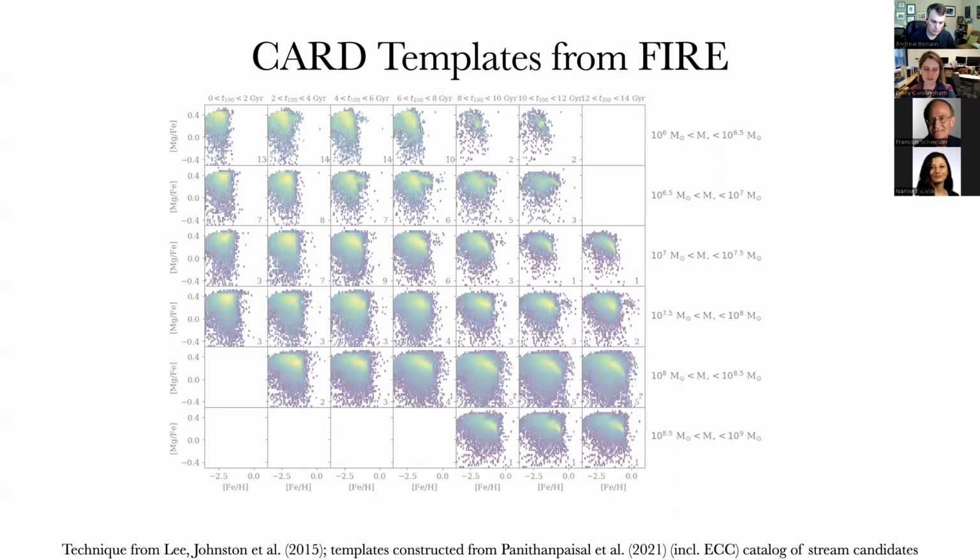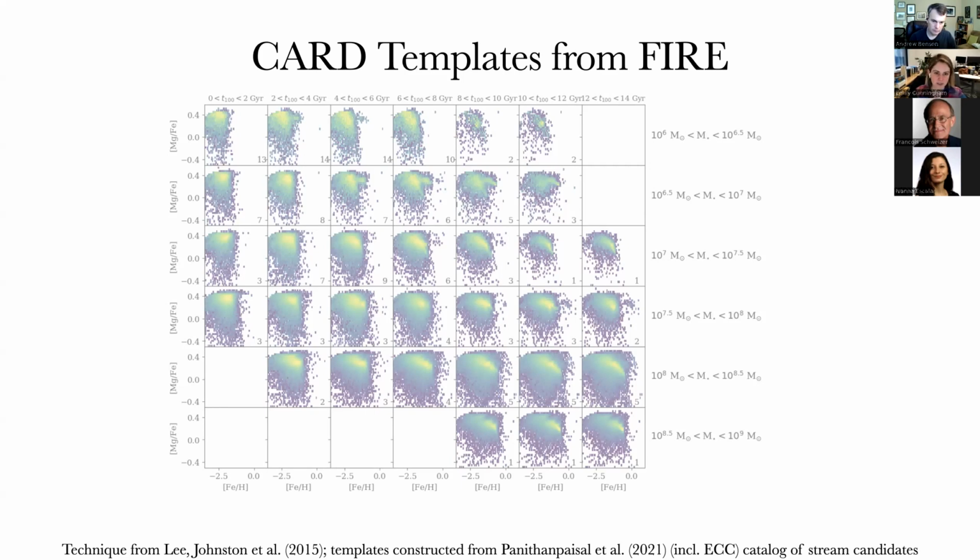Oh, I also want to acknowledge that this was a great idea from Dwayne Lee and Kathryn Johnston in a paper in 2015, where they tested this in the Bullock and Johnston simulations, but those required prescriptions for chemical abundances. They were not self-consistent. So this is a chance to test this technique in a more realistic setting.